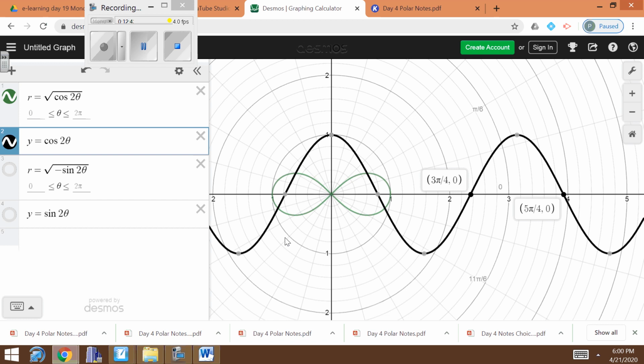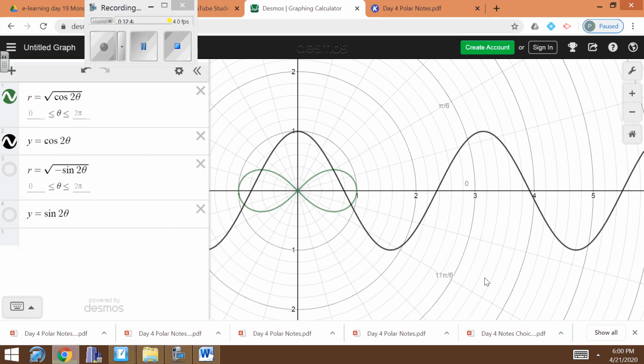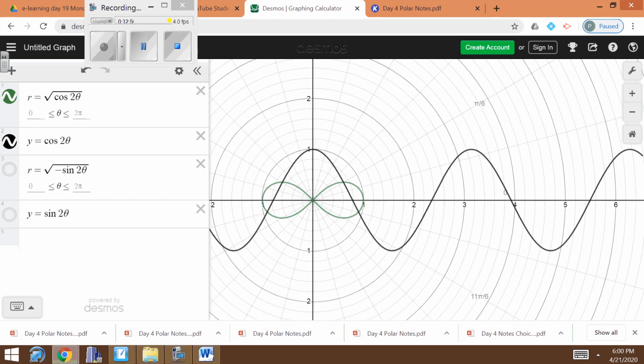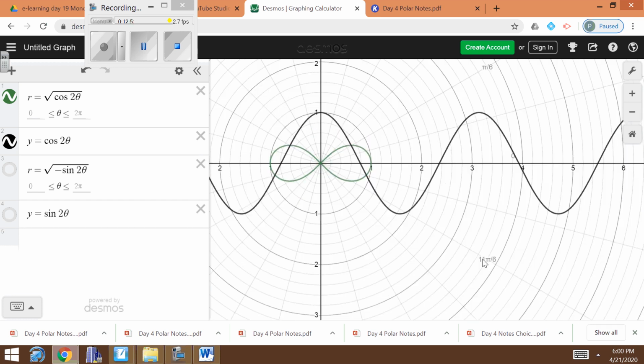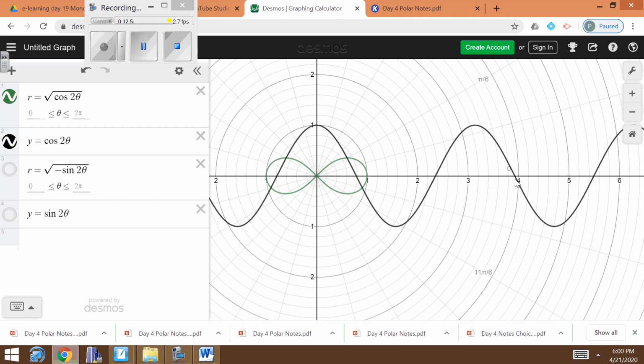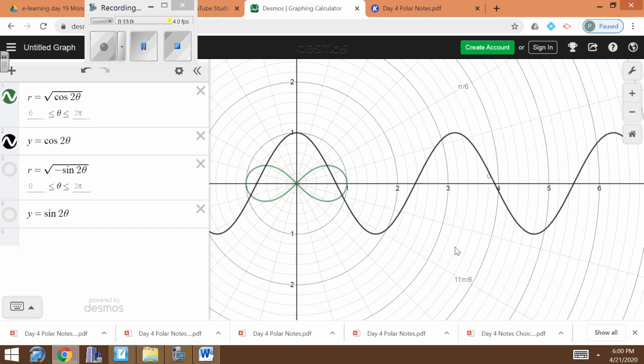Right here at 5 pi over 4 to over here at 7 pi over 4. Again, take a look at what is happening. Let me scoot out a little bit here. Right here, sorry, was 5 pi over 4, and right here was 7 pi over 4. Once again, you can see that that graph has that negative value, and r squared can never be negative.